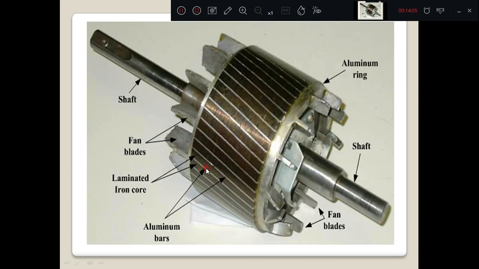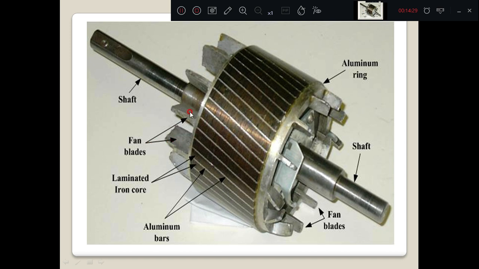This is a total assembled squirrel cage induction motor. You can see here, these are the conductors. What we are seeing here is that they are actually embedded. These are the white strips that we are getting. They are bars inside, and at the end these are the end rings. That is the aluminum ring. They are short circuiting the conductors on either side.